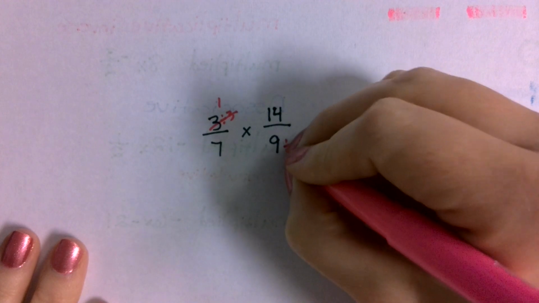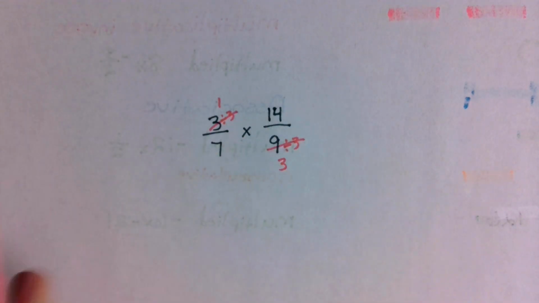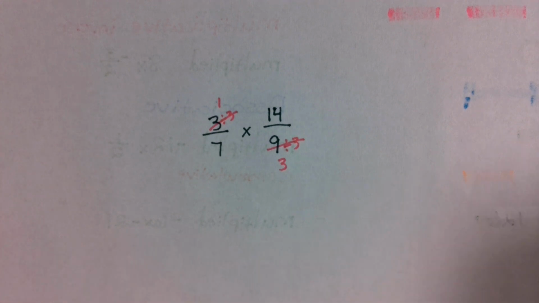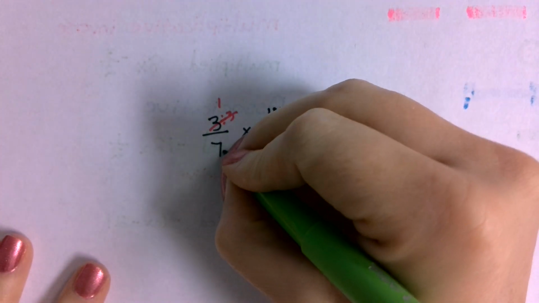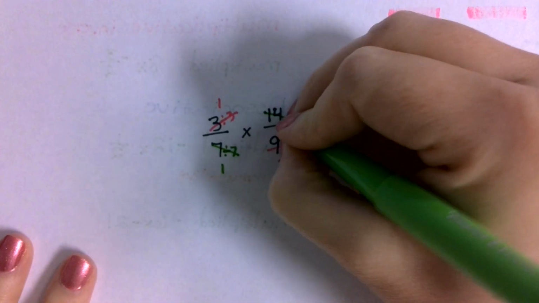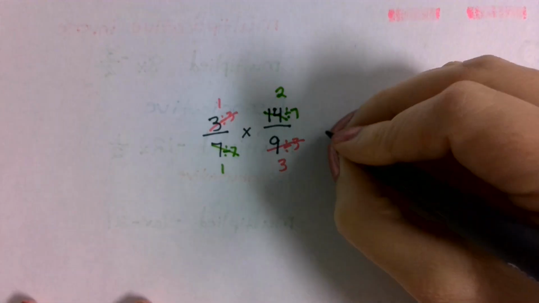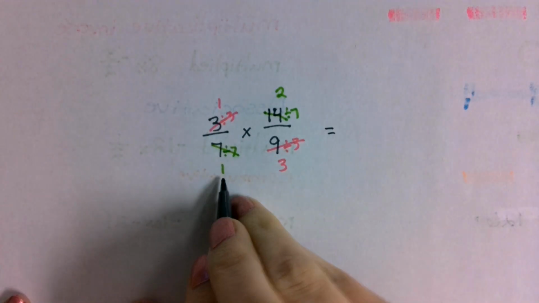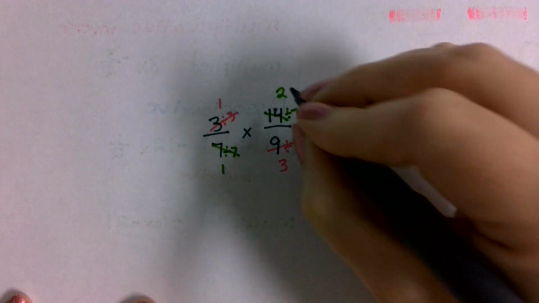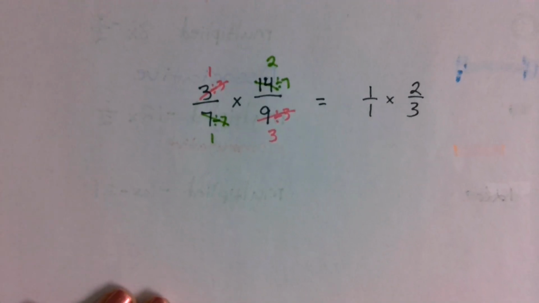If I divide 9 by 3, it becomes a 3. 7 and 14 can also be simplified. They are both divisible by what? 7. If I divide 7 by 7, that becomes a 1. And 14 divided by 7, that becomes a 2. So now my new fractions are 1 over 1 times 2 over 3. Let me do one more example.